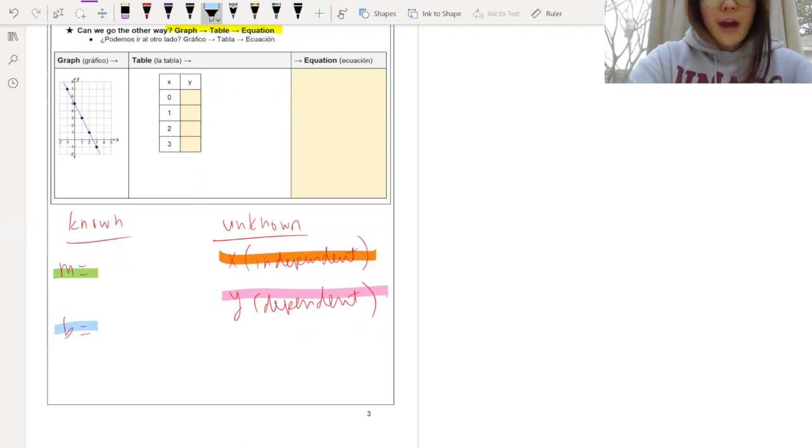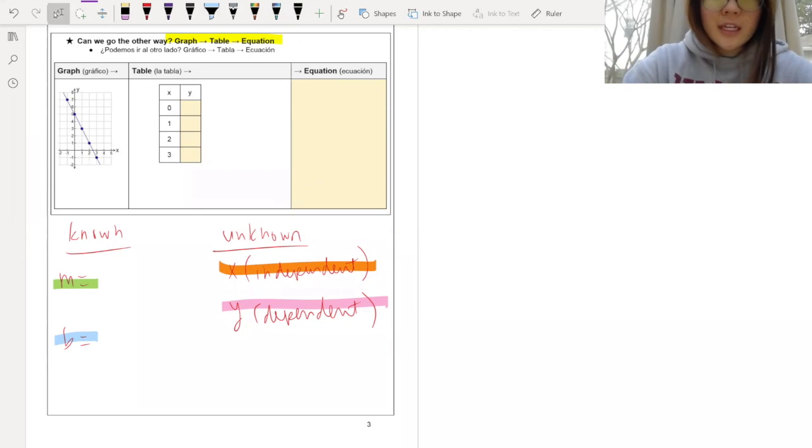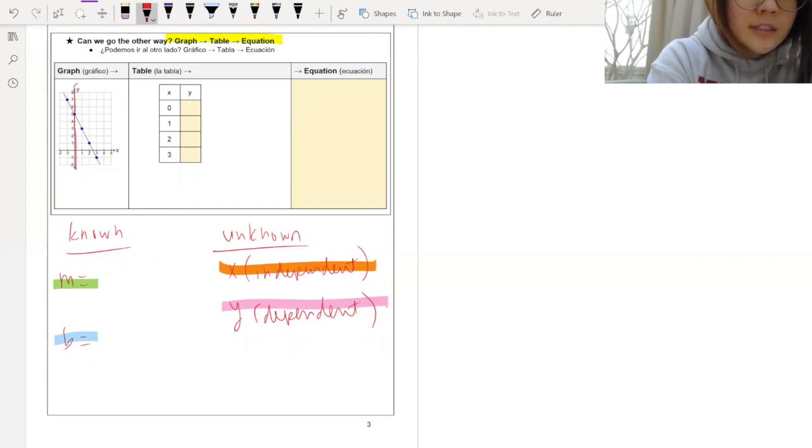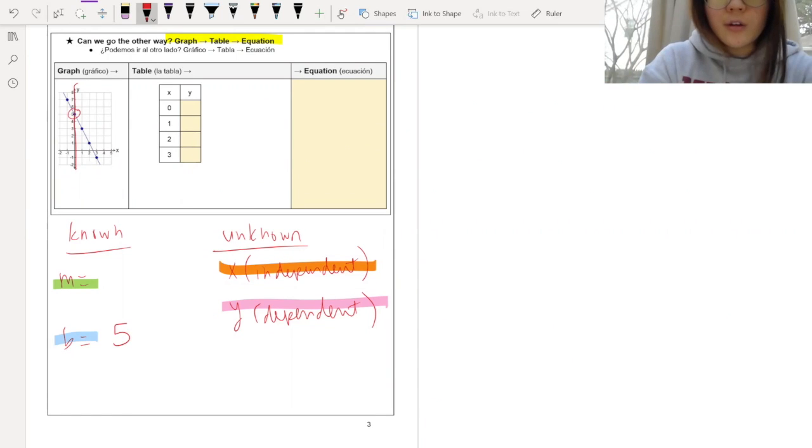If you look at this graph, we need to think about, okay, what's our rate of change and what's our y-intercept? Our y-intercept is basically where it crosses the y-axis. So where is that point? Our y-axis is right here. Where does it cross? We know that it crosses at 5. So that is our y-intercept. Now we're looking at rate. There's a couple ways we can do this, but the way I want to show you is rise over run.